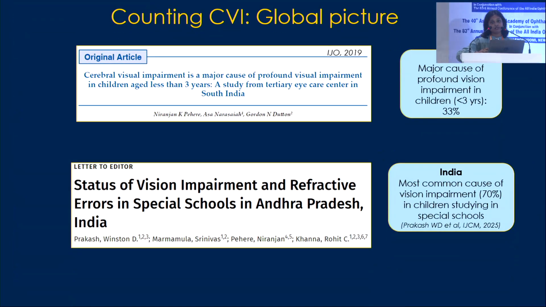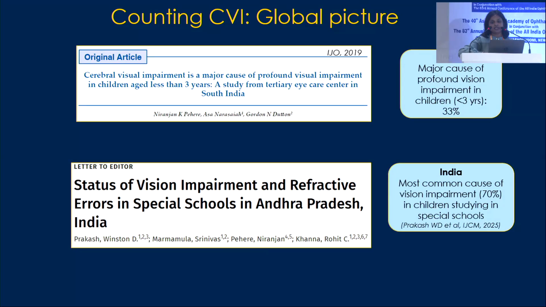So if I have to give you a global picture of CVI, I'm afraid I do not have much data, as there's scanty literature out there across different countries. But I found these to be the most prominent studies. In the first study from India, 33% of children had CVI as the major cause of profound visual impairment in less than 3 years of age. That was found to be in the southern part of India.